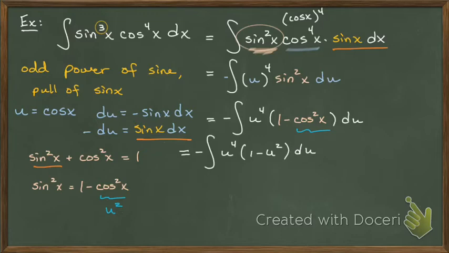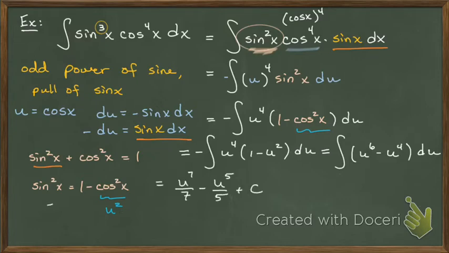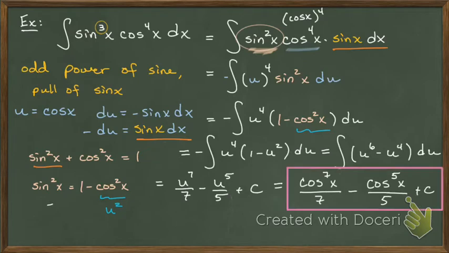So all I've got left to do then is to distribute here. This is like the integral of u to the 6th minus u to the 4th, and antiderive each one of those terms. And I've got u to the 7th over 7 minus u to the 5th over 5, and then replace u with cosine x. So I've got cosine to the 7th over 7 minus cosine to the 5th over 5 plus C. Okay. And there's my antiderivative.